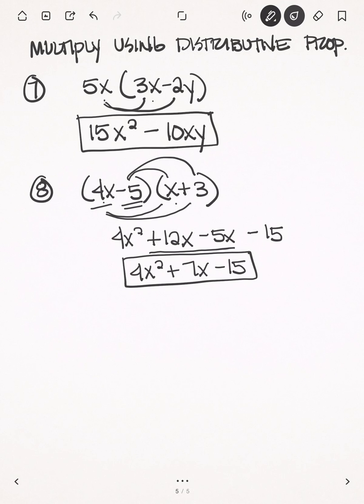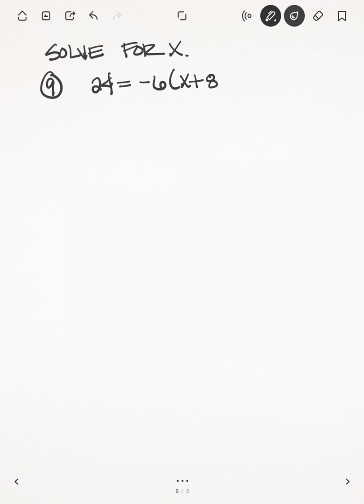Okay, a couple more. Next page. This time, it's going to say solve for x. Number 9. All right, what if I give you 24 is equal to negative 6 times x plus 8. I want to solve this equation for x.